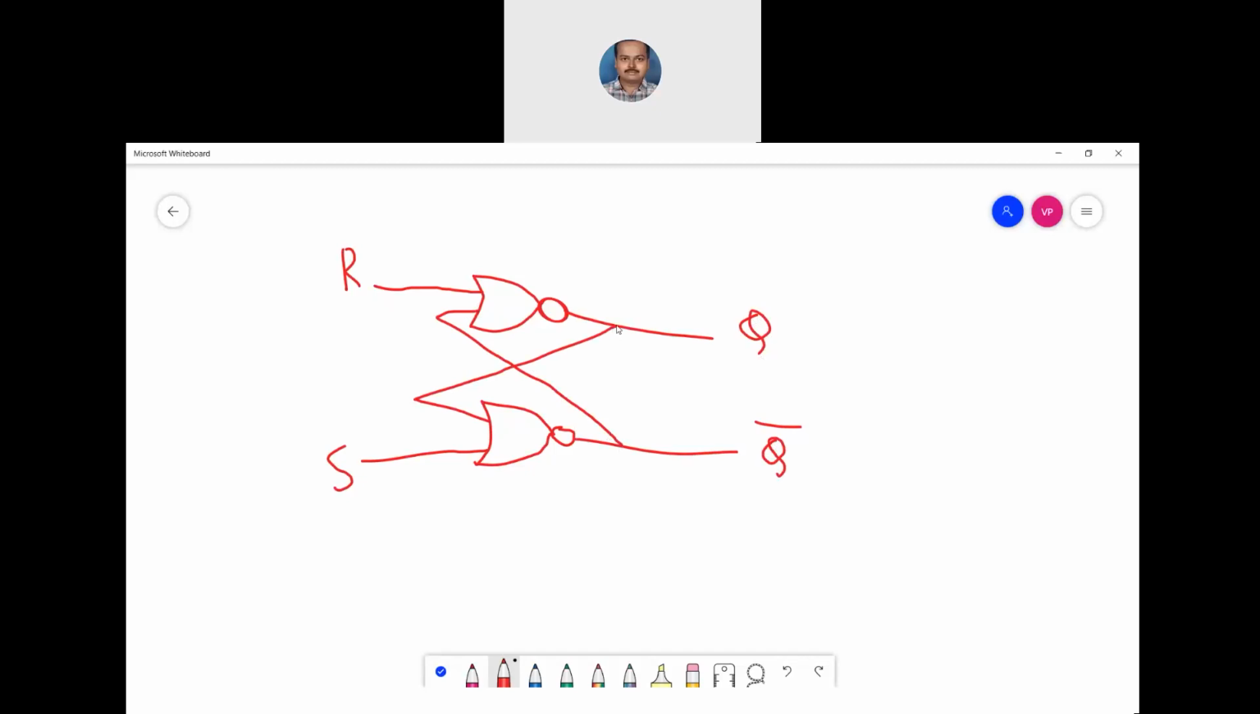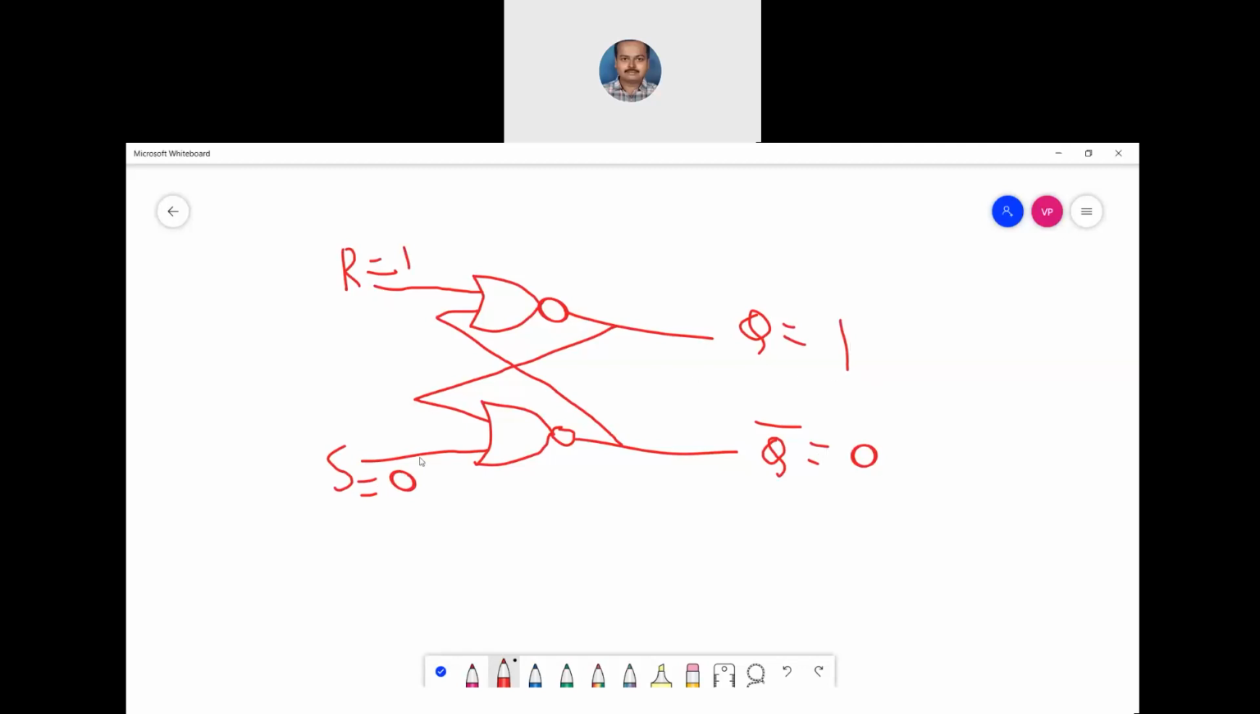Right. Now we'll assume that this is equal to 1 here. This is equal to 0. Now I'll apply R is equal to 1, S is equal to 0. Right. Now what we have, Q is 1 here.